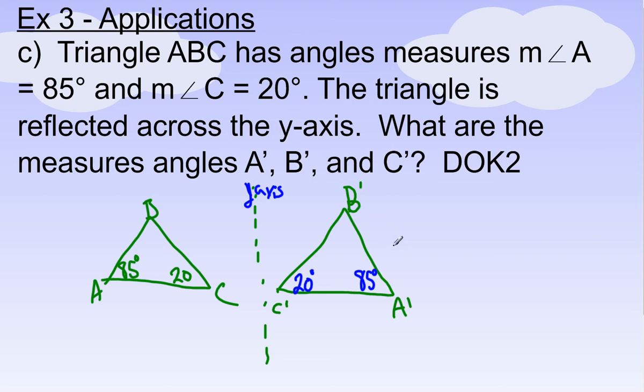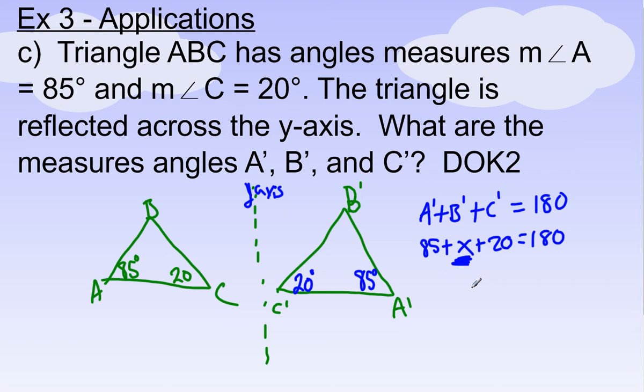Well, maybe you remember back in some other geometry class or some earlier grade that if you add all the angles of a triangle together, A prime plus B prime plus C prime, it has to equal 180 degrees. That's every triangle. So if A prime is 85, B prime I don't know, so I'm going to put an X. C prime is 20.